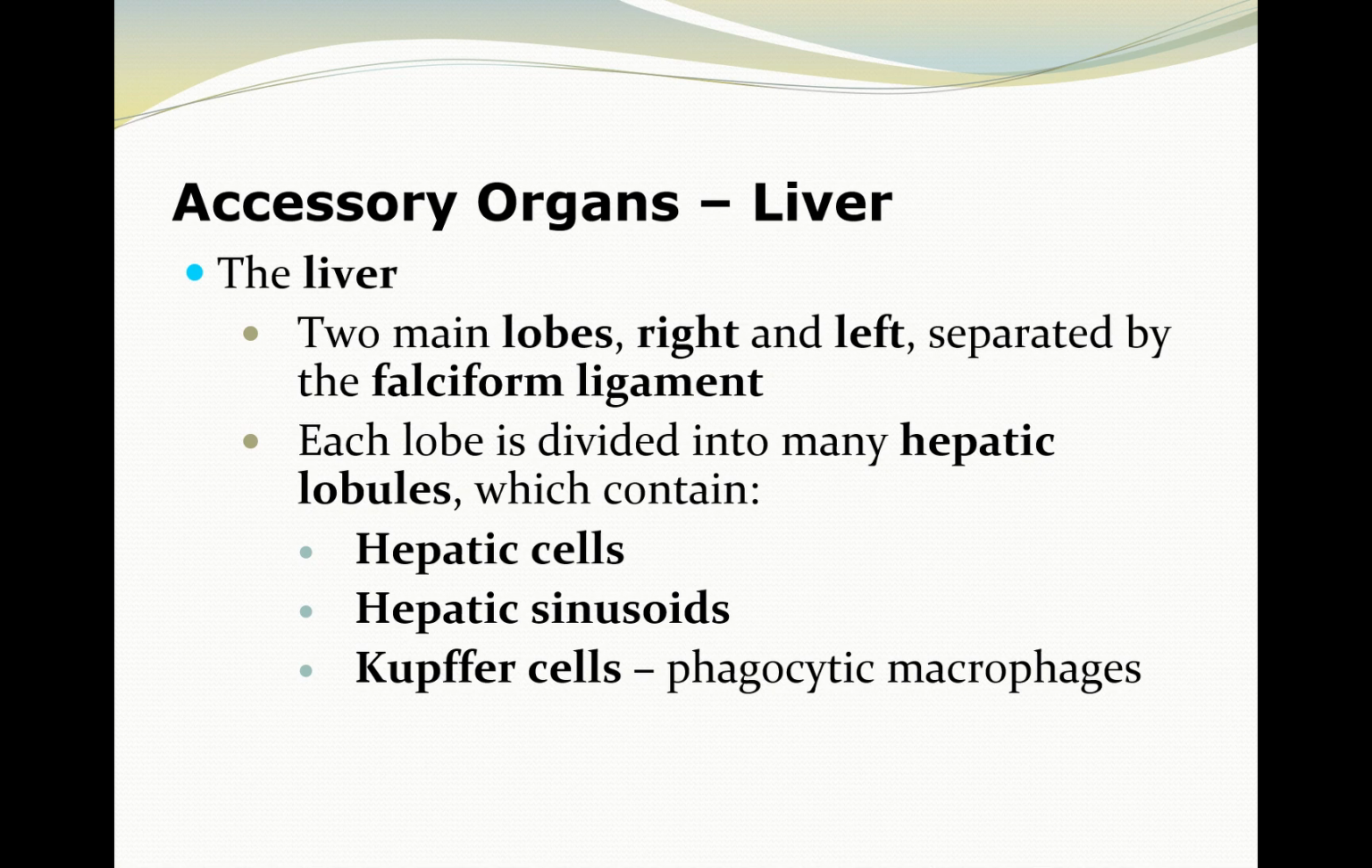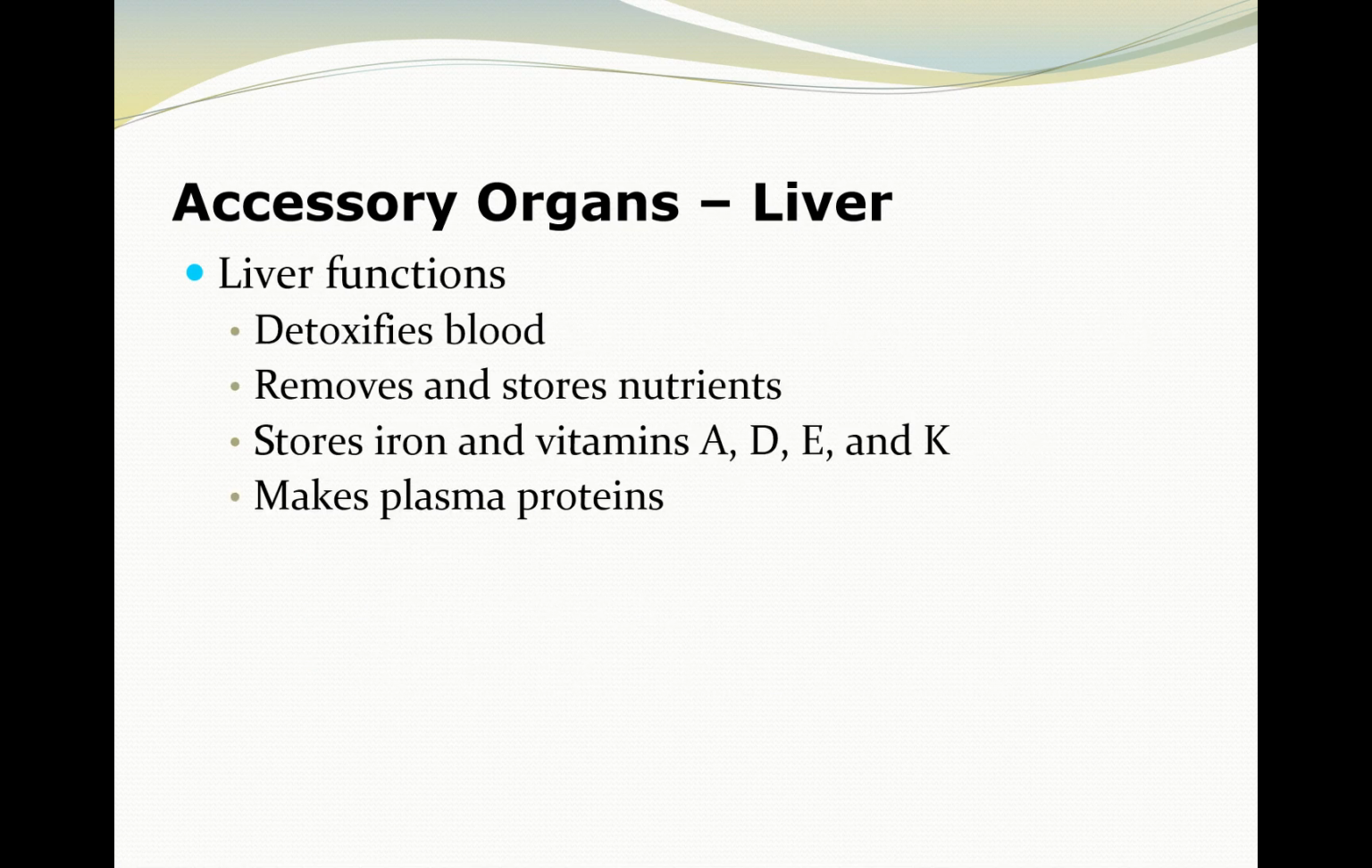All right, so continuing on with accessory organs, moving to the liver. So the liver has two main lobes, a right and a left, separated by the falciform ligament. Each lobe is then divided into many hepatic lobules, which contain hepatic cells, hepatic sinusoids, and Kupffer cells, which are phagocytic macrophages. The functions of the liver include detoxifying blood, removing and storing nutrients, storing iron and vitamins A, D, E, and K. Those are your fat soluble vitamins. And then they make plasma proteins.